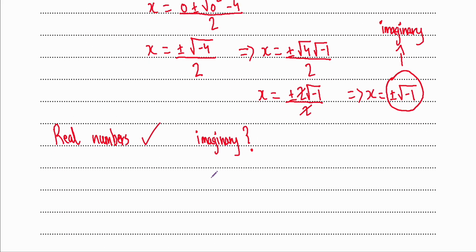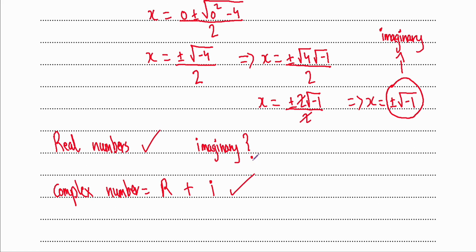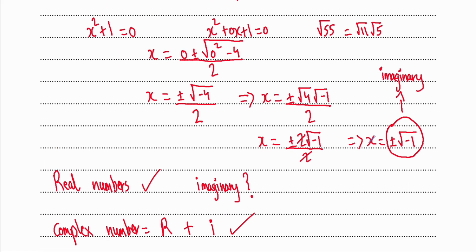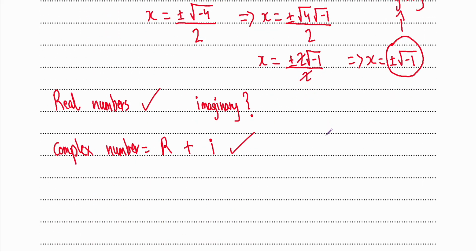Now going back to complex numbers, what is a complex number? A complex number is basically a real number plus an imaginary number. That's it. This is a complex number. So if you have a real number plus an imaginary number, then you get a complex number. That's why it's complex, because it has more than one thing. It has two types of numbers now. So this is just a different type of number.